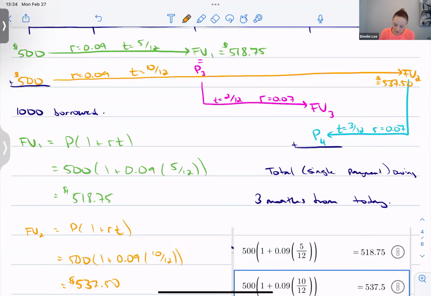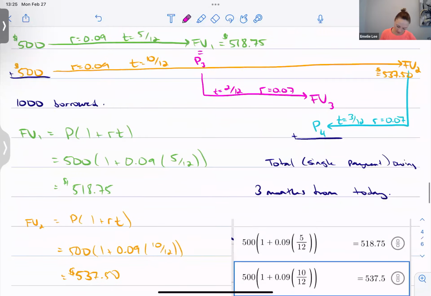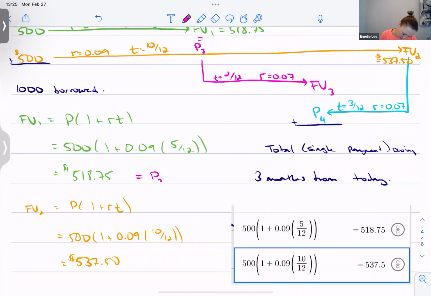But now what we know is that the principal amount, she has to basically re-borrow this money for 2 more months. So now it's the same calculation over again. We're just pulling it forward for 2 more months, but the rate has changed, right? So now this is the same as the principal for future value 3.